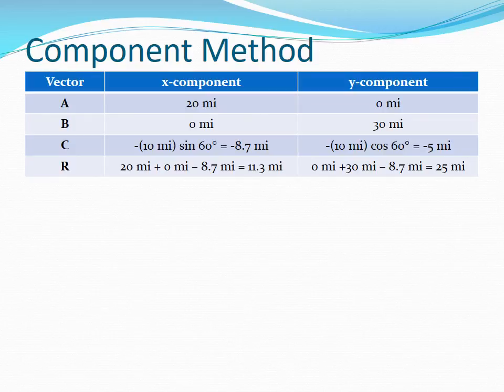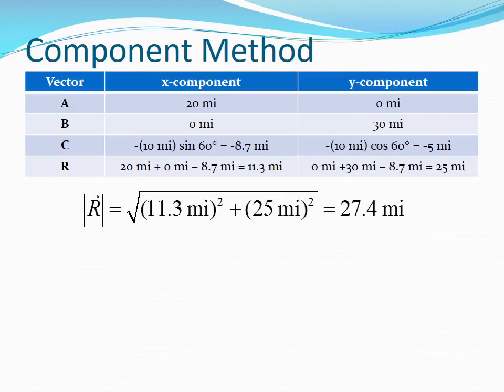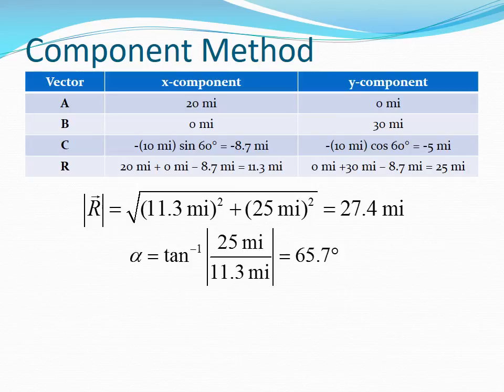The same problem can be solved with the component method. Find the x and y components of vectors A, B, and C, which are shown in the table. Sum the x and y components of the 3 vectors to obtain the resultant vector r. And we get 11.3 miles as the x component and 25 miles as the y component. Both are positive. Then use the Pythagorean theorem to find the magnitude of 27.4 miles. The helper angle is 65.7 degrees.